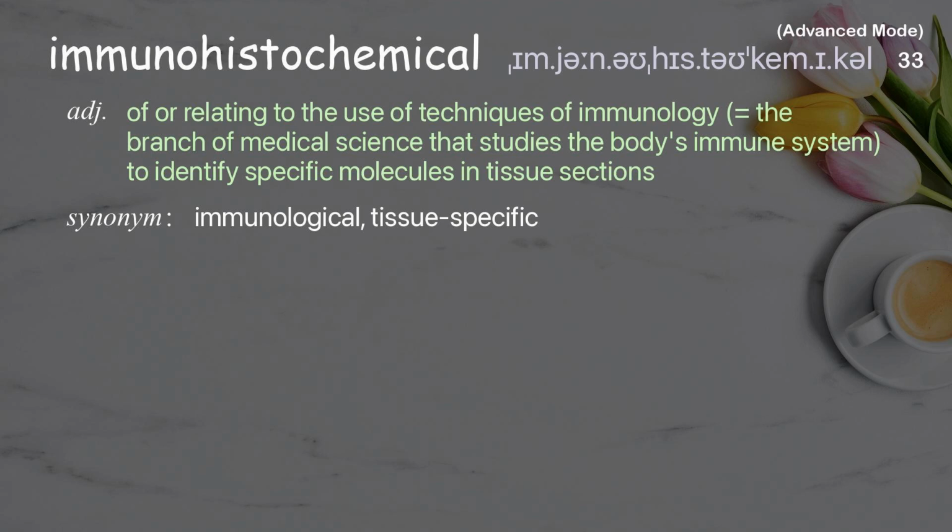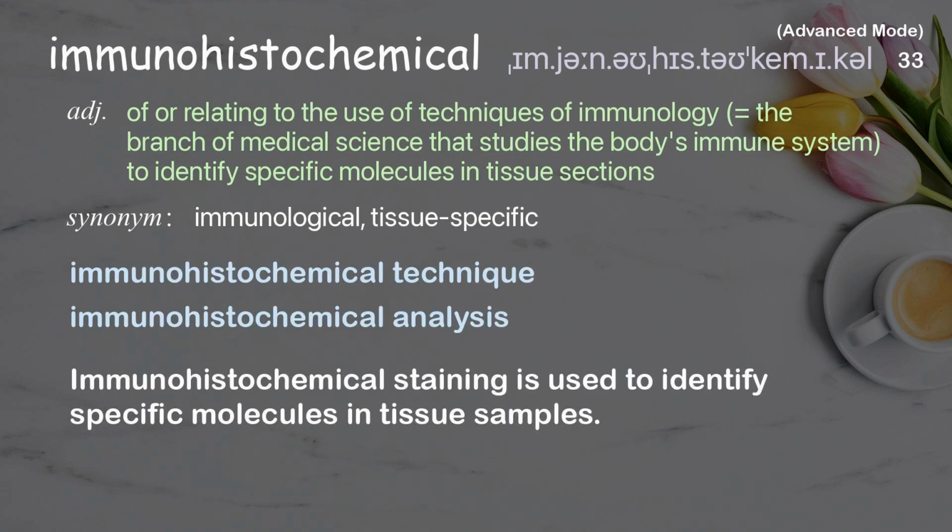Immunohistochemical. Of or relating to the use of techniques of immunology, the branch of medical science that studies the body's immune system, to identify specific molecules in tissue sections. Examples: Immunohistochemical technique, immunohistochemical analysis. Immunohistochemical staining is used to identify specific molecules in tissue samples.